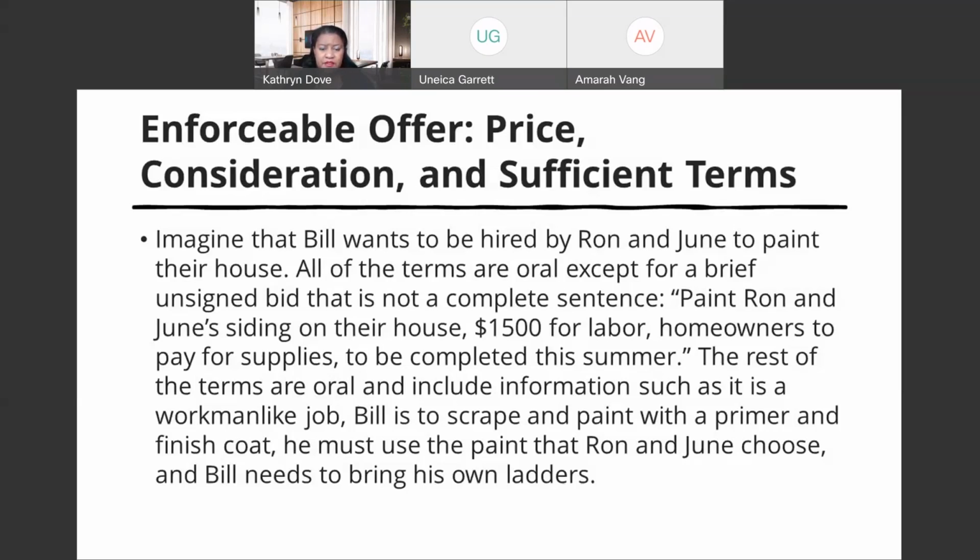He must use the paint that Ron and June choose. Bill needs to bring his own ladder. So here we have an offer to paint a home.